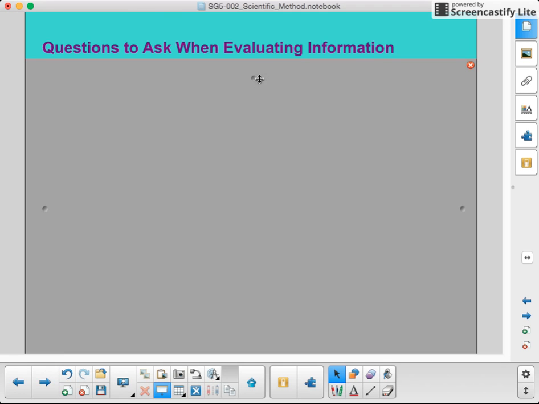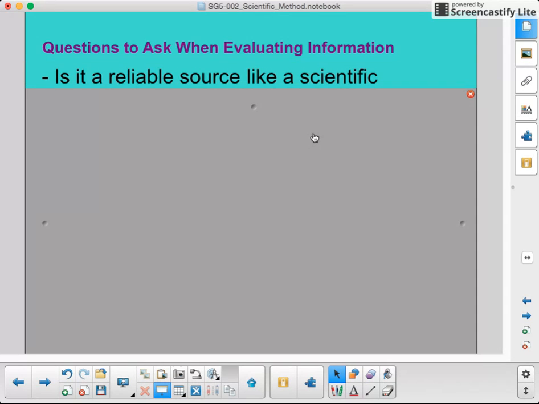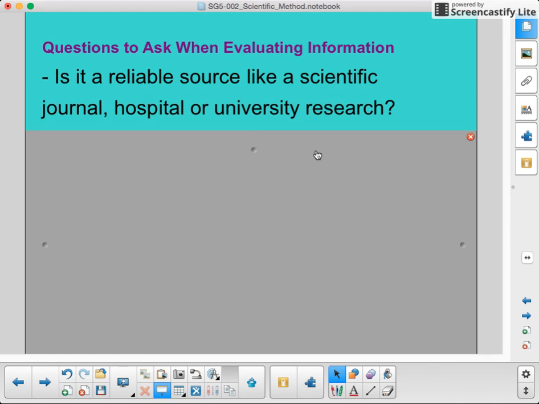Then when we talk about scientific information that we might use as part of our research for an experiment or an investigation, there are some questions we need to ask because, as you know, there's a lot of information on the internet and not all of it is accurate. When you're looking for information related to a science topic, you should ask yourself, is this a reliable source, like a scientific journal or some sort of hospital or university research?